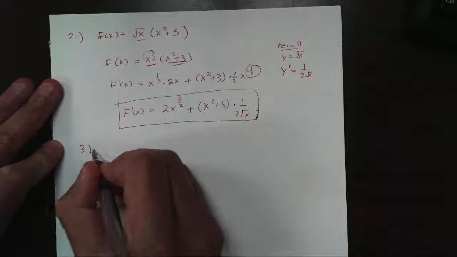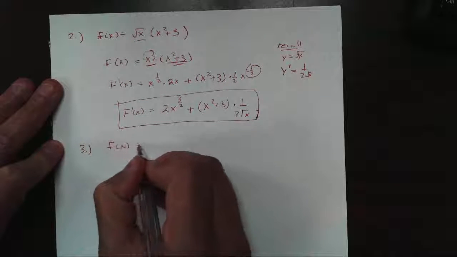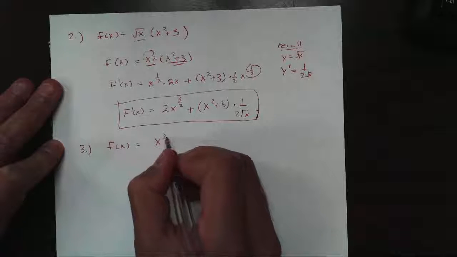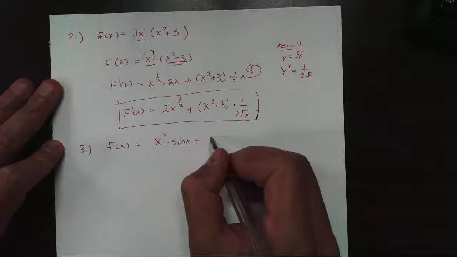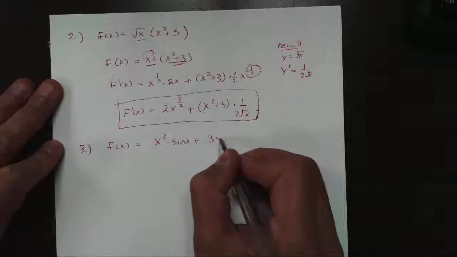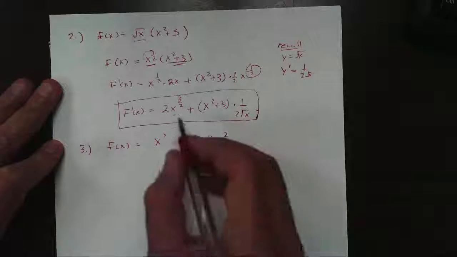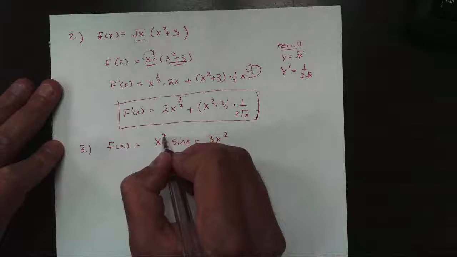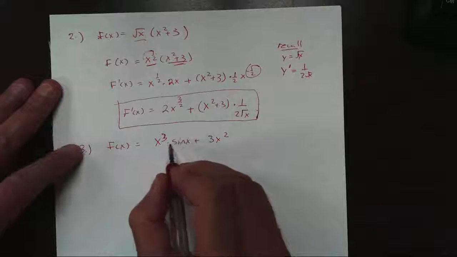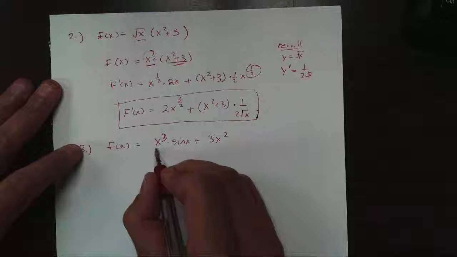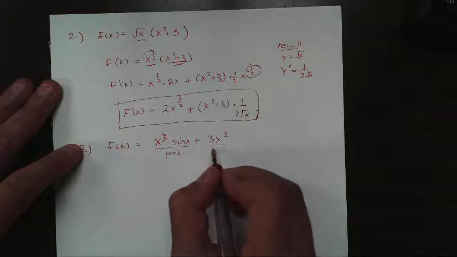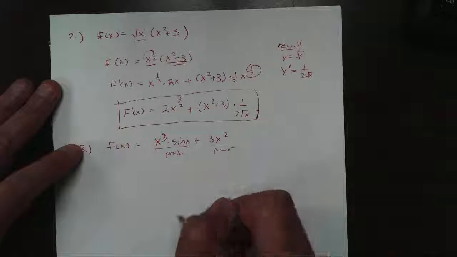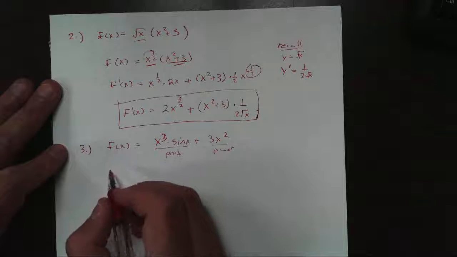Number 3, an easy one, but I wanted to add something here. Let's try this: x squared times sine of x plus, let's do 3x squared. Well, let's make this an x cubed then. There we go. So when we take the derivative, notice we have two terms, but this term is a product rule. This one over here, just the power rule.